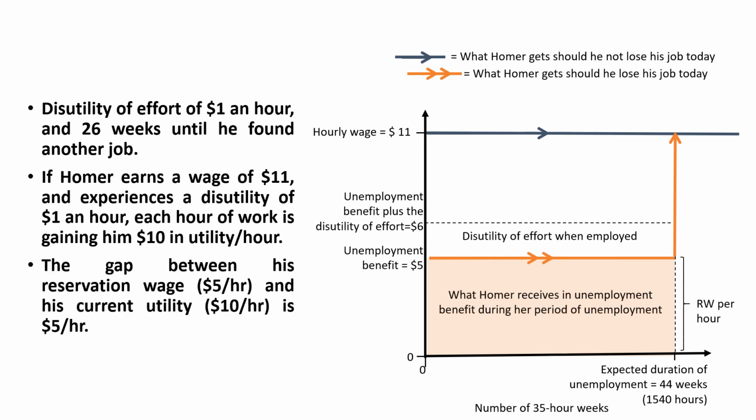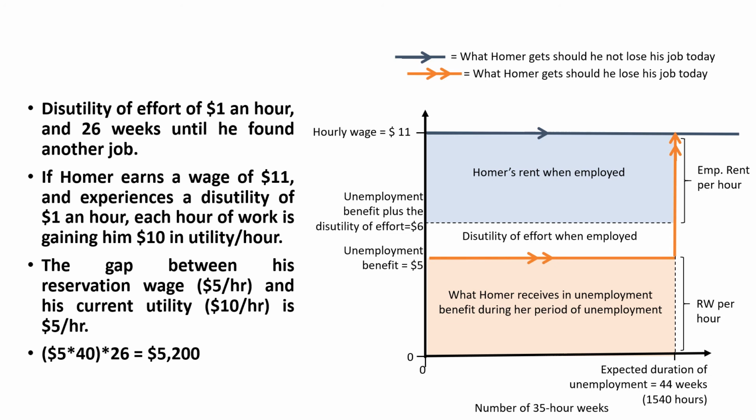The gap between the reservation wage, which is $5, and his current utility, which is $10 per hour, is $5 per hour. Homer's rent, when employed, that is employment rent per hour, is represented by the blue rectangle. Therefore, in terms of calculations, if he lost his job for 26 weeks, he would be losing $5 an hour for 40 hours a week for 26 weeks, which is the same as $5 multiplied by 40 multiplied by 26, which gives us $5,200, and this is the value of Homer's employment rent.